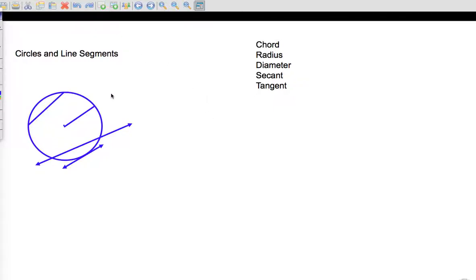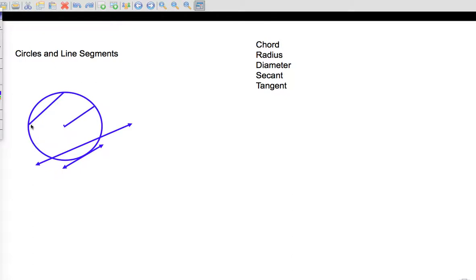This lesson is on circles and line segments. So we're going to start by talking about some basic circle terminology. The radius of a circle extends from the center to a point on the circle. The diameter of a circle extends all the way across. The diameter is also known as a chord.